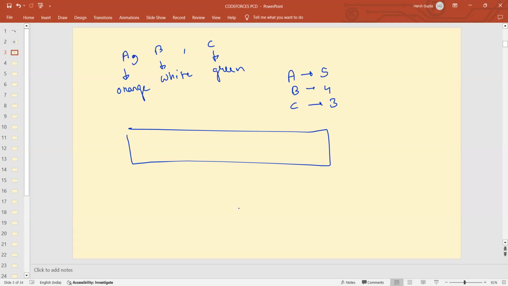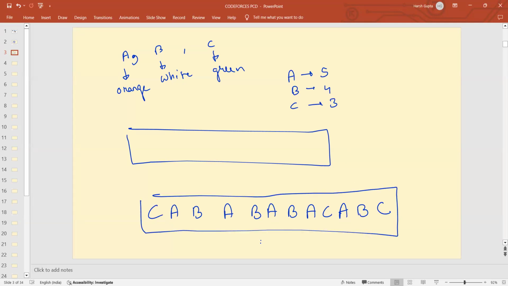If I say something like this, one possible combination would be that you keep these 5 A's and then keep something like this: B, B, B, C, then B, and then C, and then C. So this is one of the possible combinations where you have kept 5 A's, 4 B's, and 3 C's, and no strips of the same color come adjacent to each other. There are no two strips of the same color coming adjacent to each other.